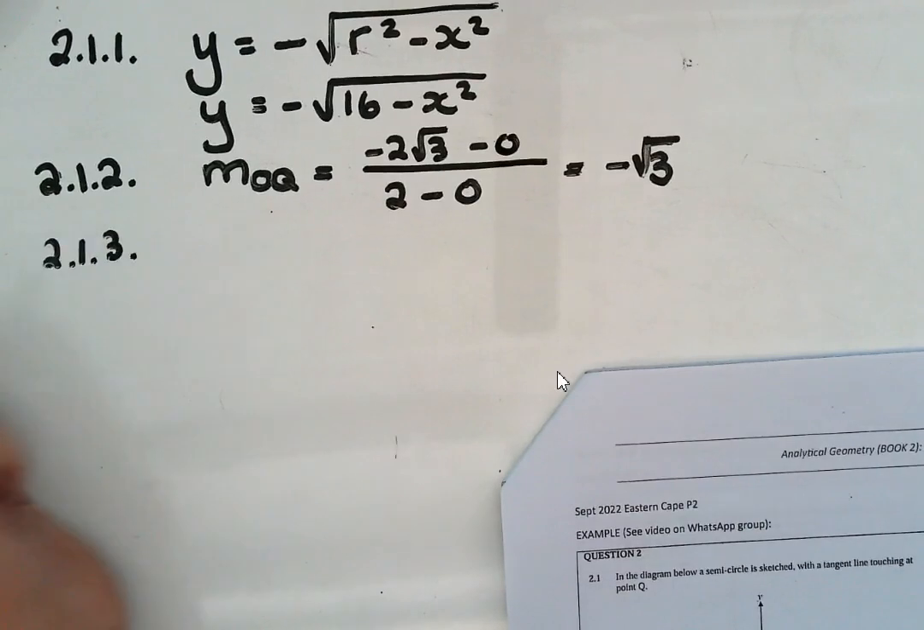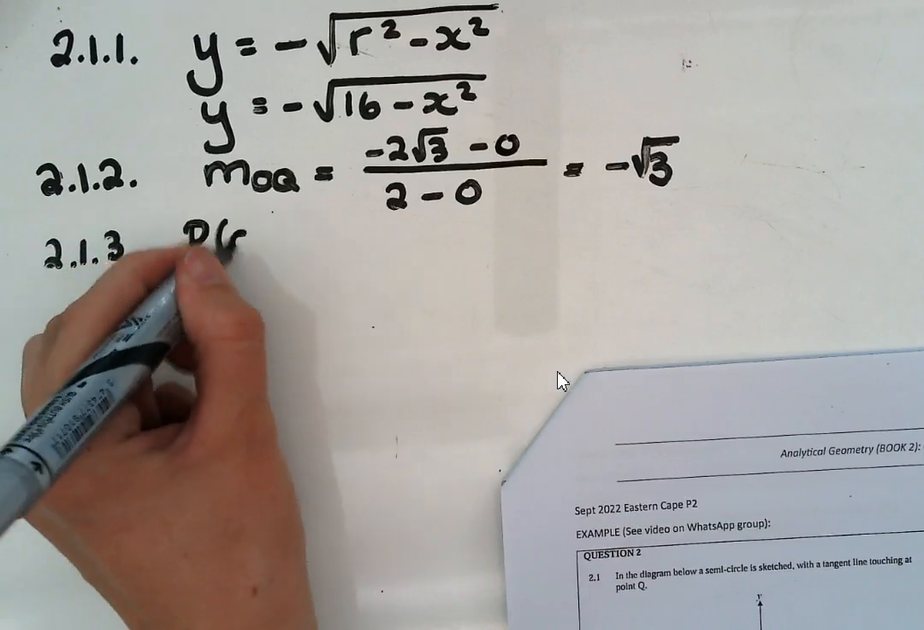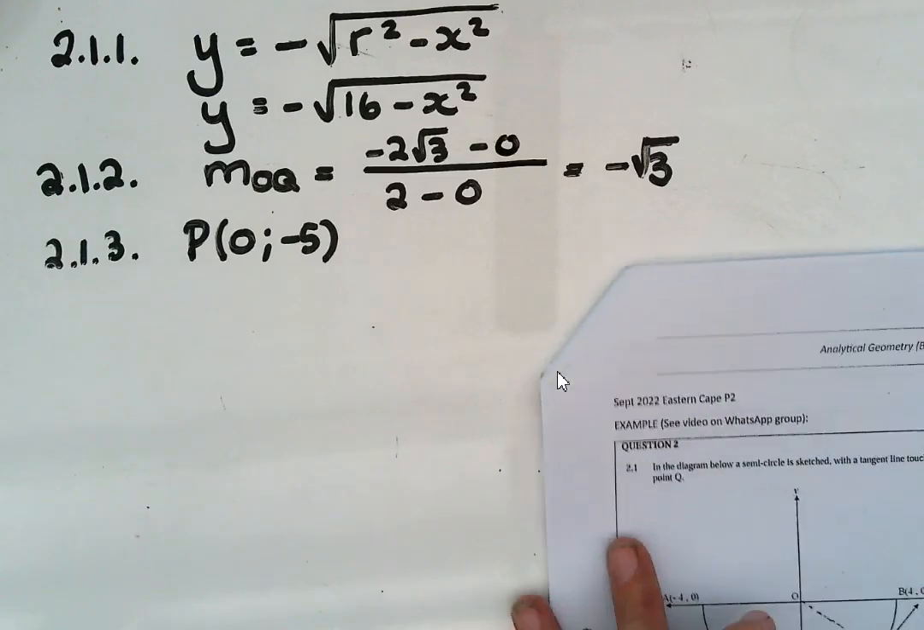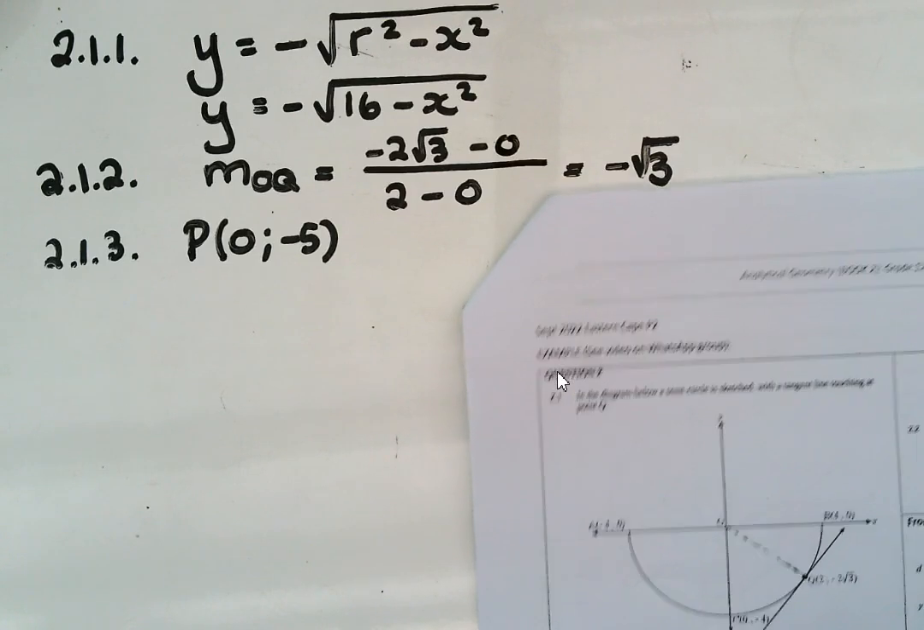Okay, then 2.1.3 now says, hence determine the equation of the tangent if the point P(0; -5) is a point on the tangent line. Right, so now here they also threw another curveball: they give me another point on the line, the point (0; -5) down there.